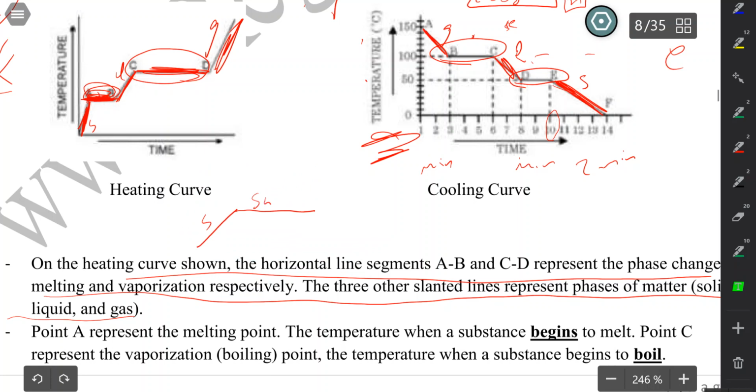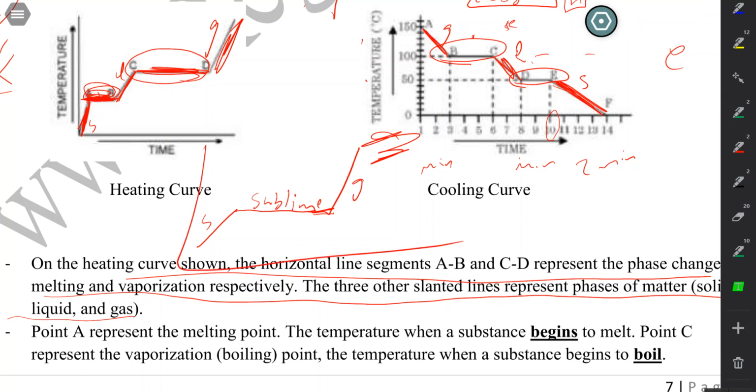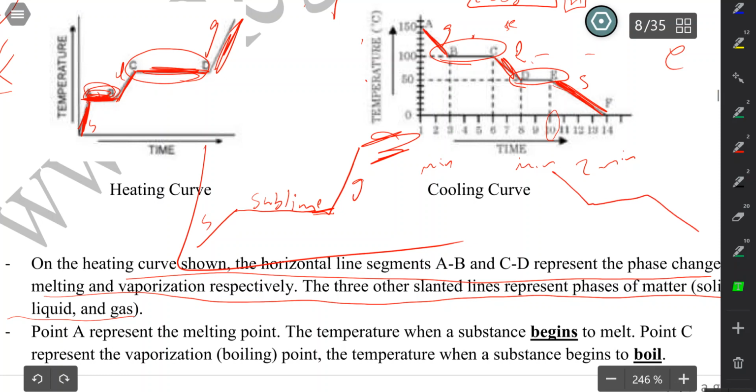sublimation line, and then the gas line. That would be your heating curve to represent sublimation. Deposition is the opposite way: gas back to solid is deposition. Okay, that's pretty much it.